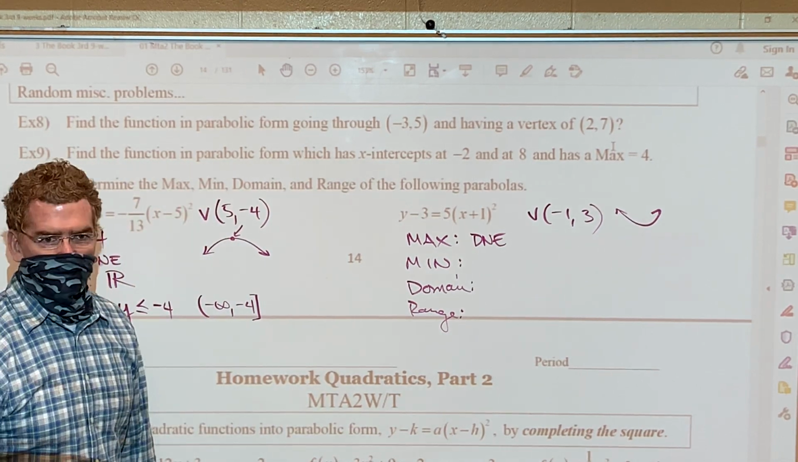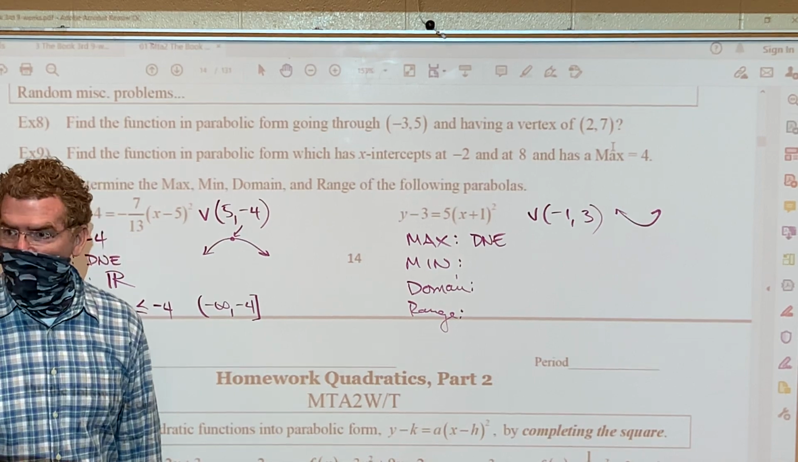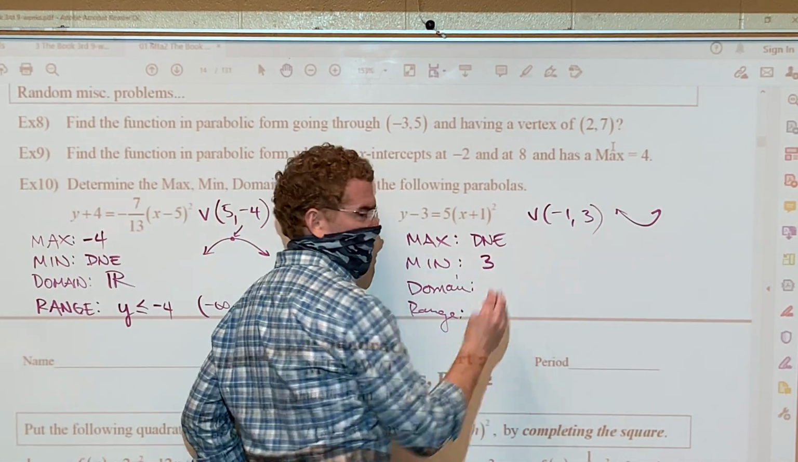What about the min? 3. 3, not the vertex, but the y value of it, right? So the min is 3, and you don't even have to say y equals 3. Just 3 is fine.